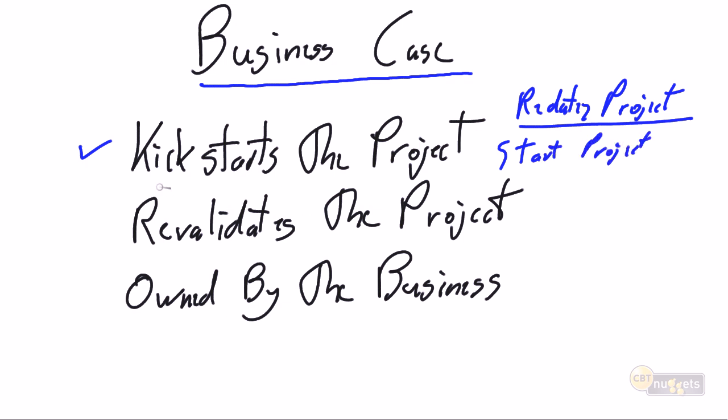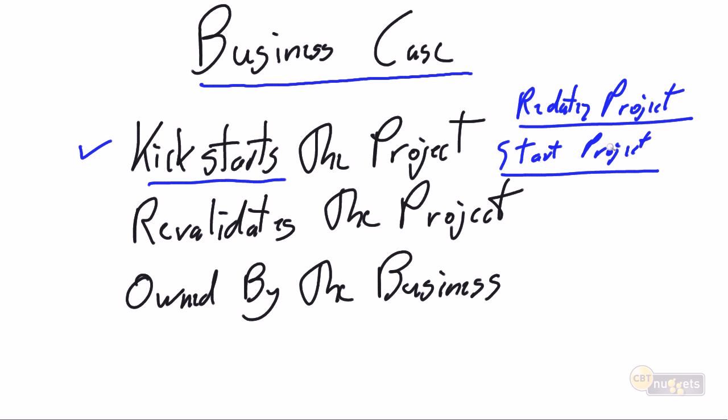The business case is going to be presented to business senior management by the business manager to say, this is what I need done. This is my pain point. This is the business challenge that I'm having. And I believe if we start a project, this pain point, this challenge can go away and the project can be more successful. So with that, we get approval to start the project.